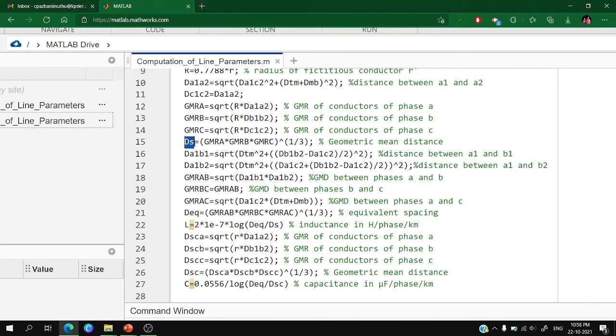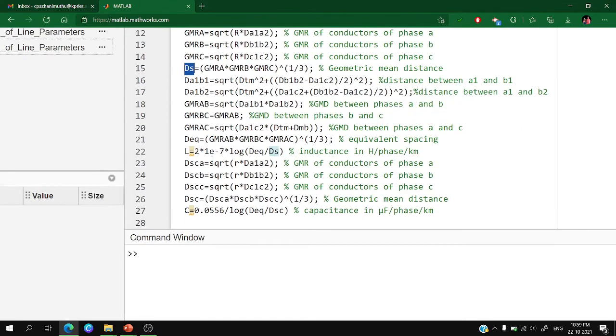Next we have to calculate the geometric mean distance. We have to multiply all the GMR A, B, C power 1 by 3. We can get the value of geometric mean distance Ds. Next we have to calculate the distance between the A1 and B1. Similarly for A1 and B2, that is square root of dTM square plus dB1B2 minus dA1A2 divided by 2, whole power square.